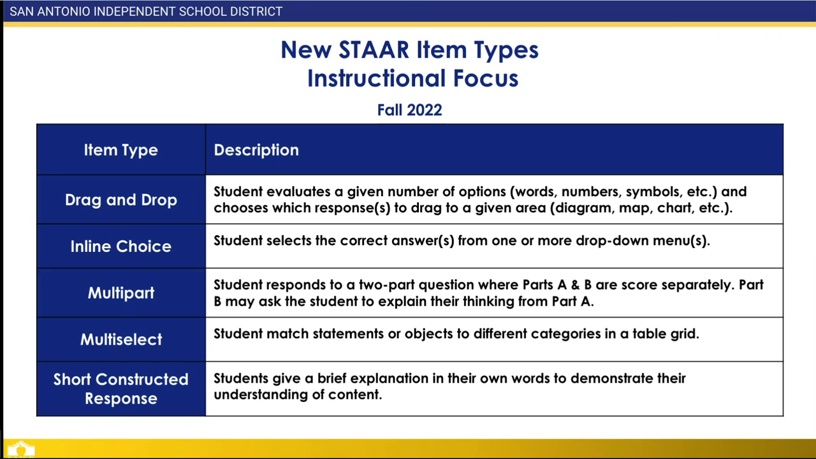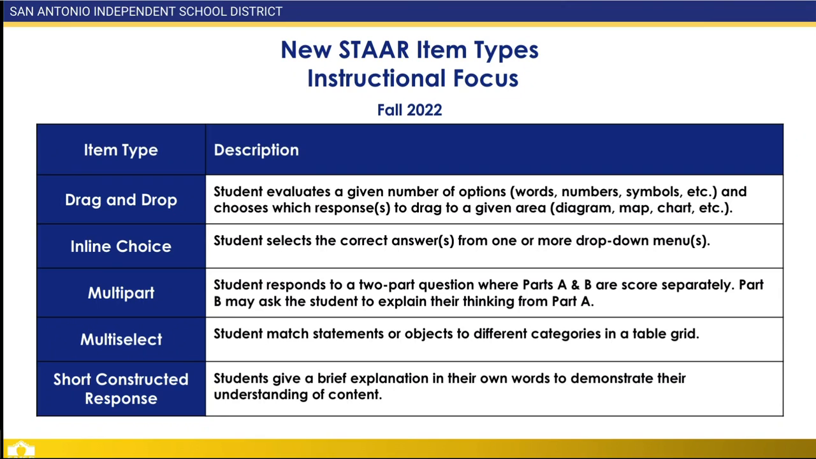Let's take a moment to look at each of these new item types along with their description. First, we have drag and drop. Students will evaluate a given number of options, either words, numbers, or symbols, and choose which response to drag to a given area. This given area could be a diagram, a map, or a chart. Next, we have item type, inline choice, in which students select the correct answer from one or more drop-down menus.